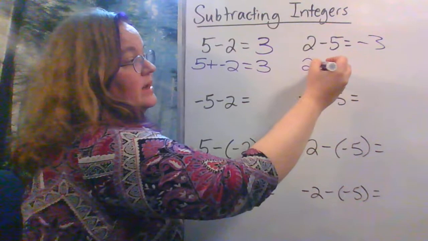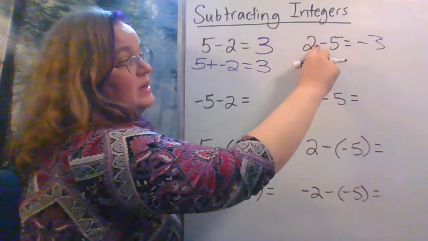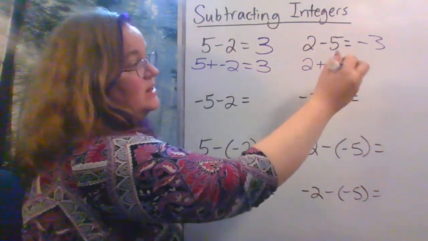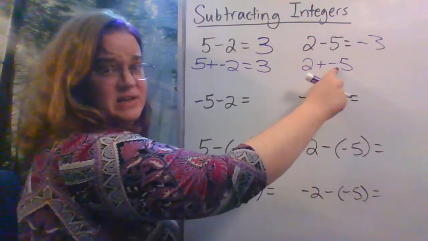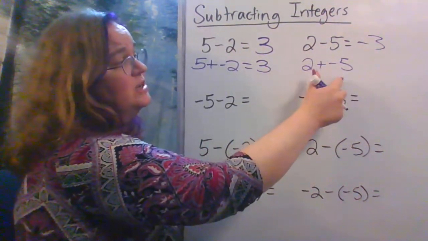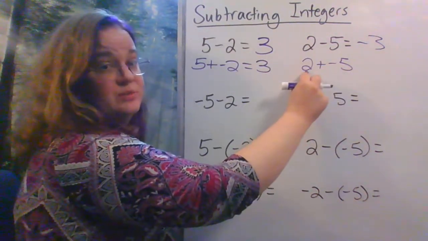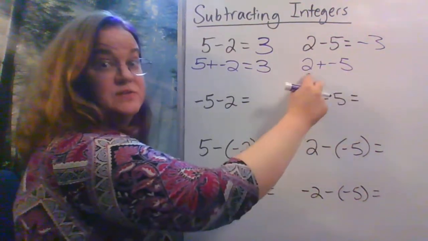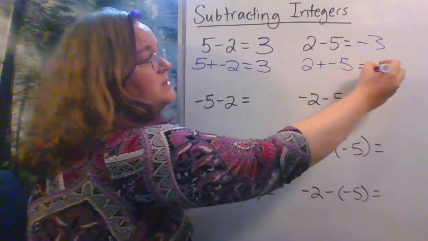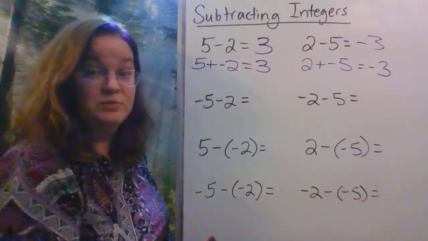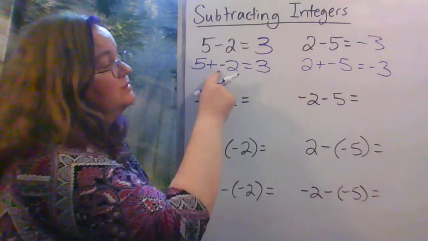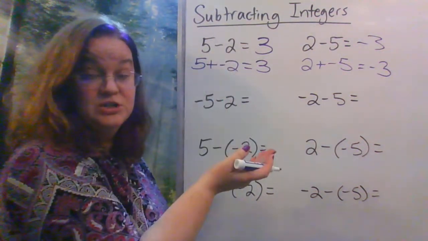But again, I can think of it as 2 plus, instead of minus positive 5, adding negative 5. They're different signs. These are my rules for addition. So I'm going to subtract. 5 minus 2 is 3. I've got 5 negatives and 2 positives, so it comes out to negative 3. You don't have to memorize a new set of rules if you can convert this to an addition problem from a subtraction problem.